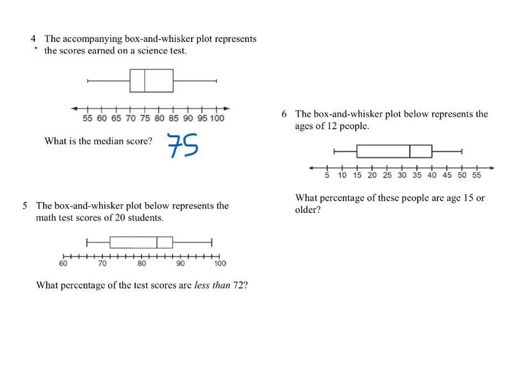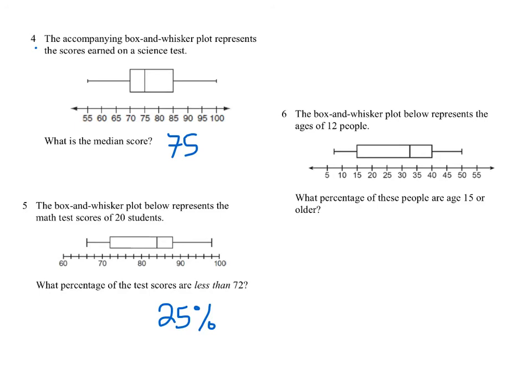But let's look at percentages. 1/4, 1/4, 1/4, 1/4. 25%, 25%, 25%, 25%. So when they ask a question like this, what percentage of the test scores are less than a 72? Here's 72. Less than a 72 is just one of the 4 sections. So that's 25% of the scores are less than 72.